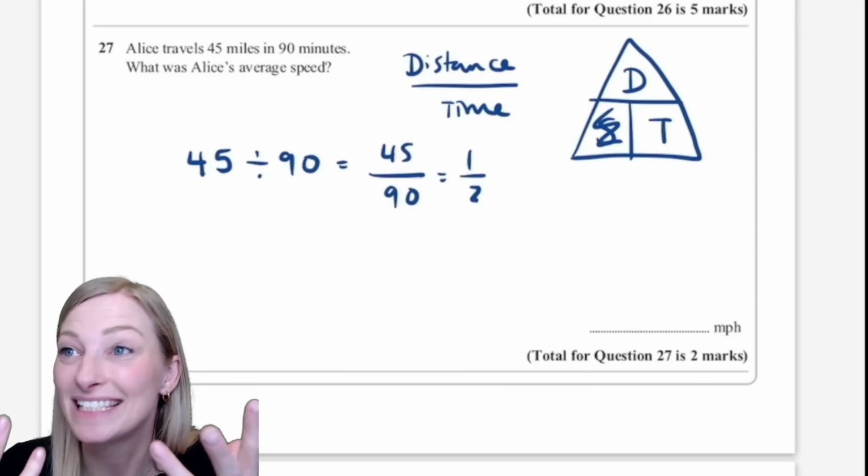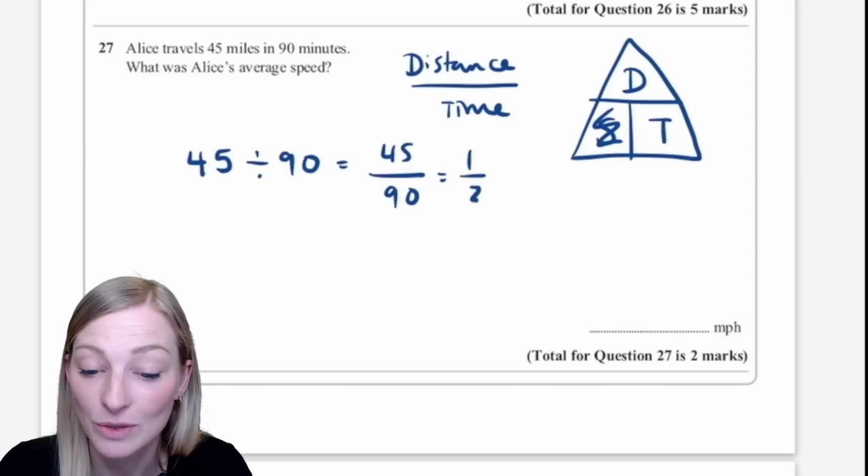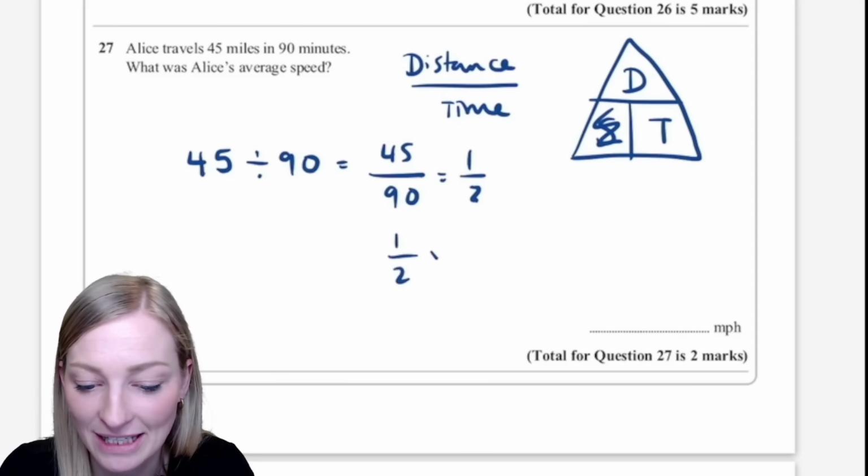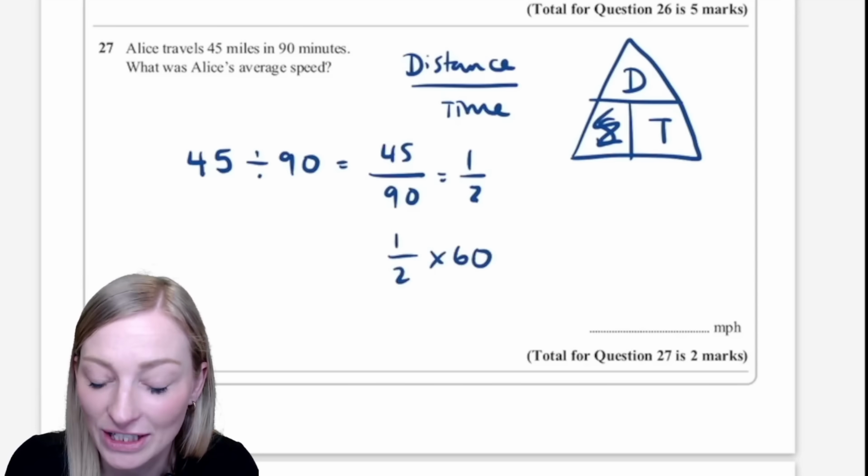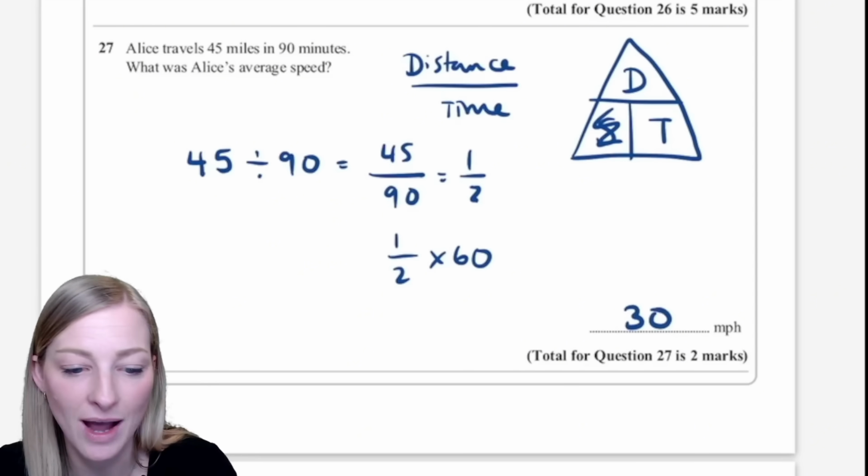So in 60 minutes, which is a full hour, we're going to times by 60, a half times 60, she would be able to go 30 miles an hour. Now that's one way of working that out.